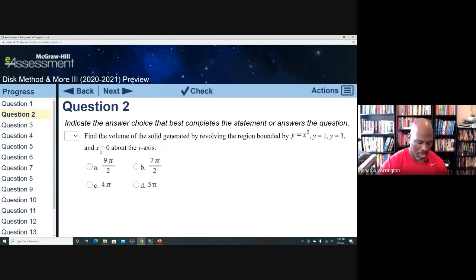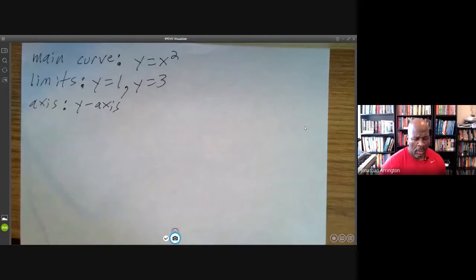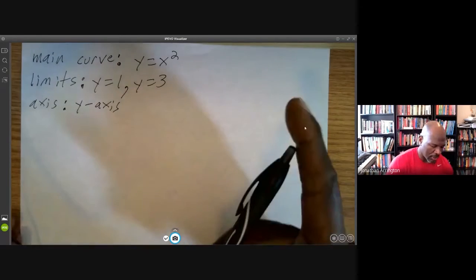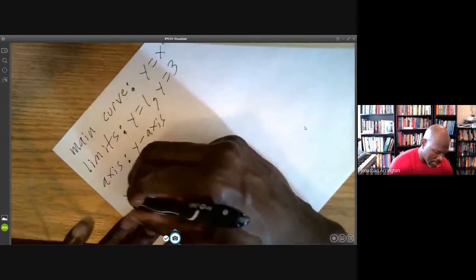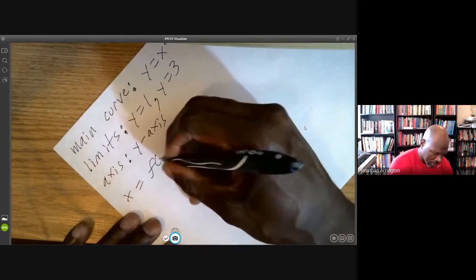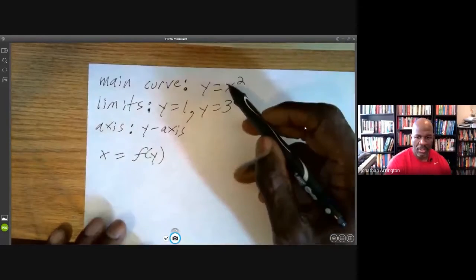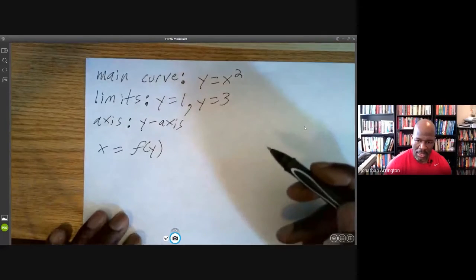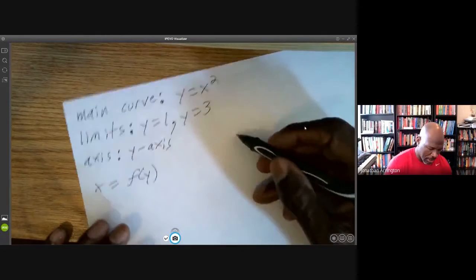So let's go ahead and work this problem out. All right, so here's the situation. The main curve, again, is y equals x squared. There are limits. The axis of rotation is the y-axis. And because of that, we need our main curve to be of the form x equals f of y. So basically, we need to take this function y equals x squared and put it in x equals form. So let's go ahead and do that.